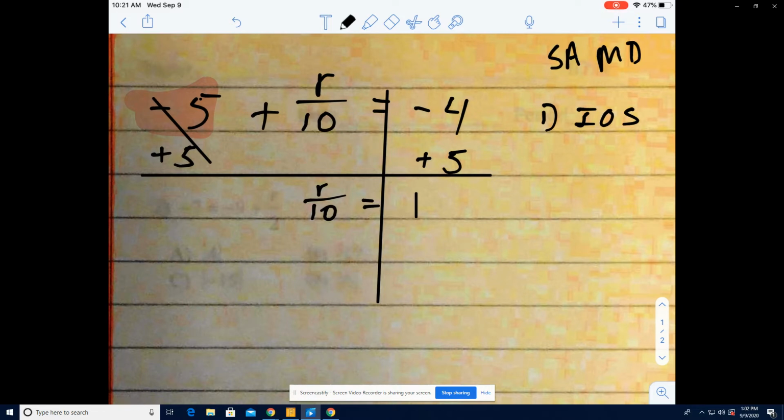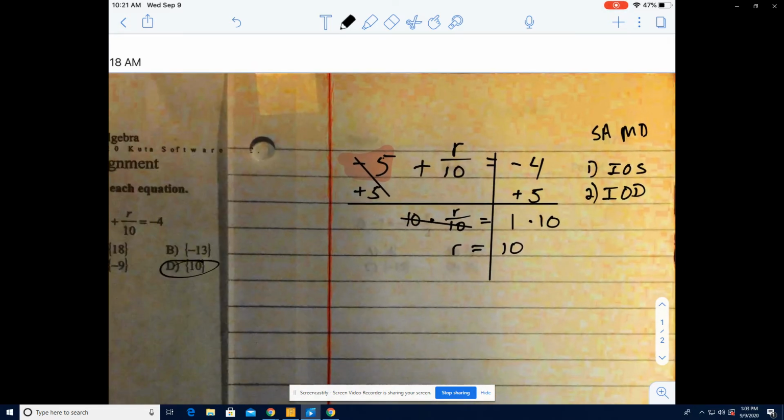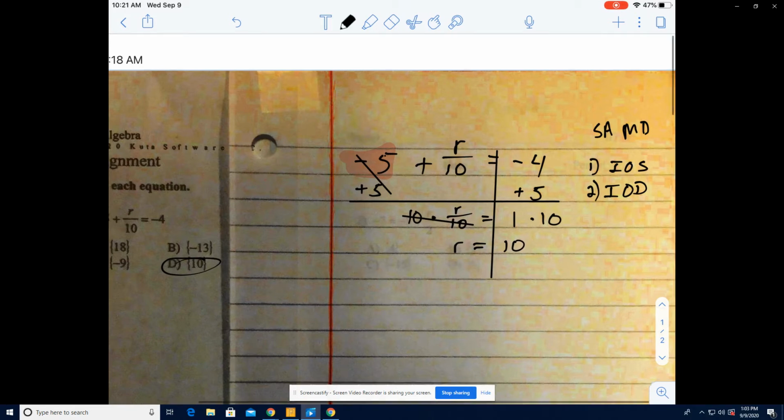You can absolutely use Desmos scientific calculator. Please do. The second step is to do the inverse of division. I want to do the opposite of dividing, so I'm going to multiply both sides by 10. The 10s are going to cancel out. R drops down. It's equal to 1 times 10, which is 10. Go back to my multiple choice. The answer would be D.